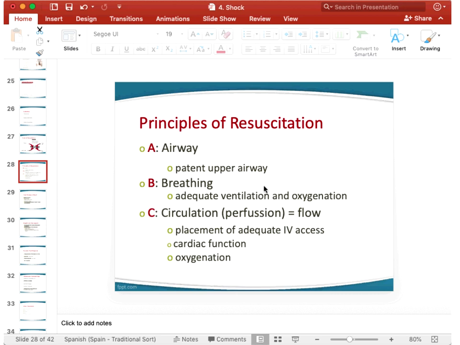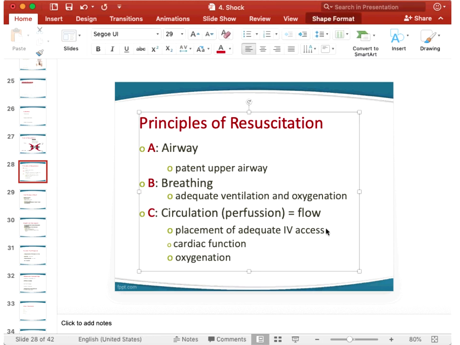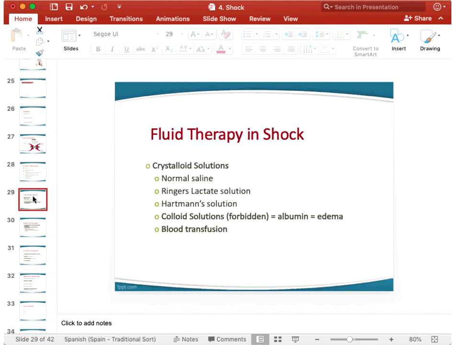What do you check? You need your patient to breathe properly, so you give him oxygen. If he's not breathing or if he can't breathe, you need to intubate him. You need to place an IV access and start your fluid infusion. What type of solution? You already know this. You need to assess the cardiac function, and you need to assess that your patient is receiving enough oxygen. What kind of solution is forbidden?